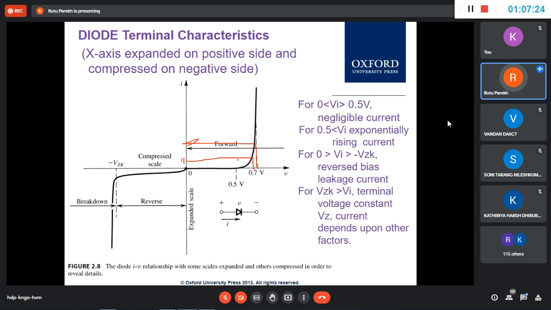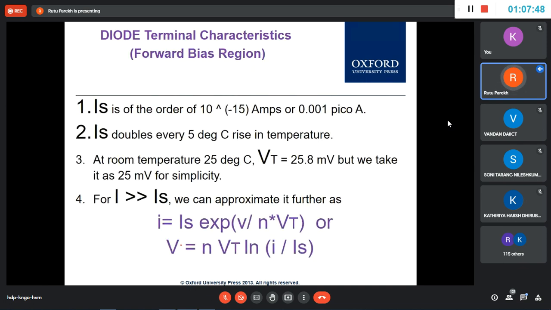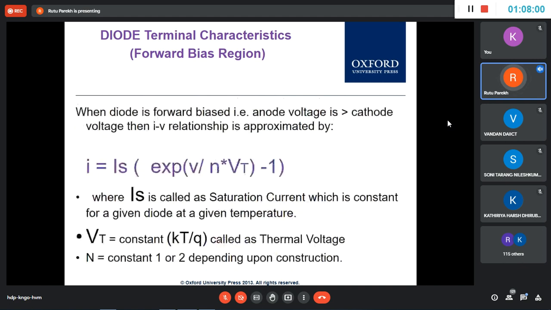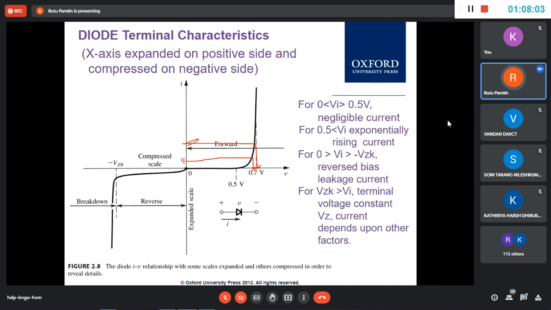So in that case, what will be the change in voltage? This V2 minus V1, if N is equal to 1, is just a change of 60 millivolt. Now 60 millivolt is a small voltage that you can see here in the figure also. And if N is equal to 2, it is 120 millivolts. So by just a little change in voltage, you get a 10 times change in current. For 10 times change in current, for N equal to 1, the change in voltage is 60 millivolt, and otherwise it is 120 millivolt. And you can see here also that if you change the voltage a little, you will get a huge change in current. Do you understand?